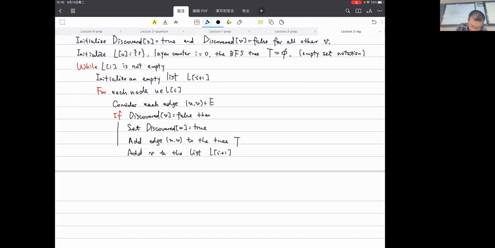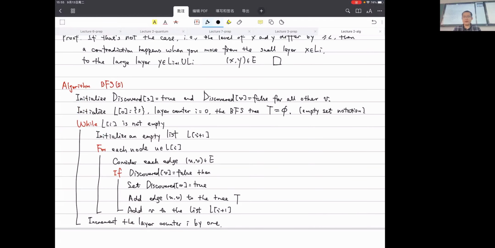So this is something that works in the algorithm. And for the while loop, because each time we want to consider the next layer, the very last step of the while loop is that we want to increment the layer counter I by 1. So this is basically the BFS algorithm. Do you find this clear? Any questions?